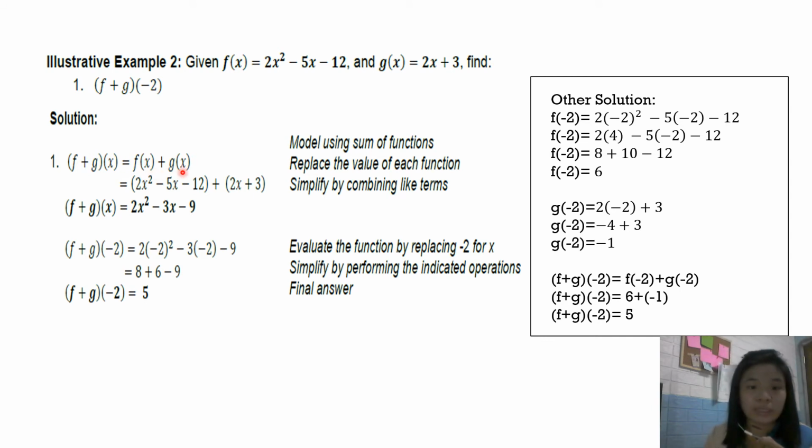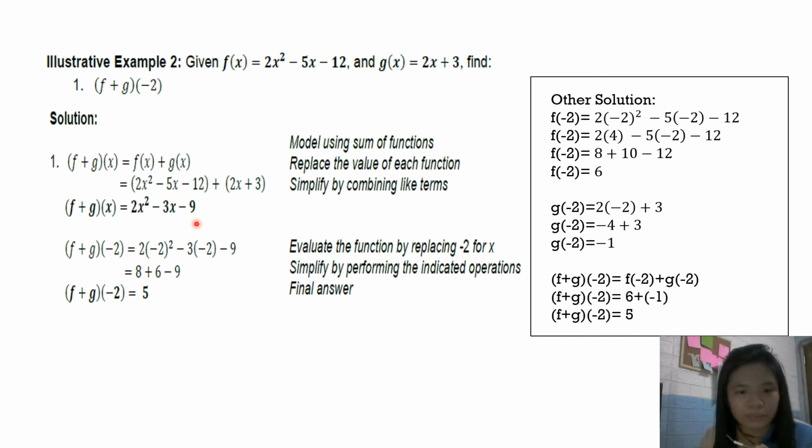And then we substitute the value of f of x and g of x. So f of x is 2x squared minus 5x minus 12 plus g of x, we have 2x plus 3. And then we combine like terms kasi addition lang naman siya. So 2x squared, may mako-combine ba? Wala. So we have to bring down lang. And then negative 5x plus 2x, that is negative 3x. Negative 12 plus 3, that is negative 9.